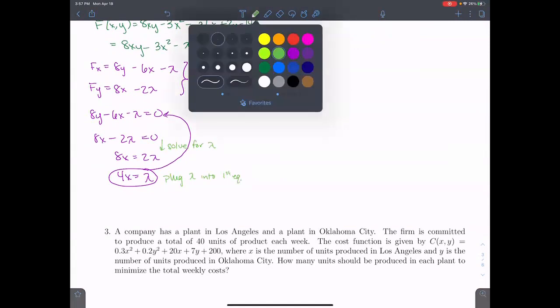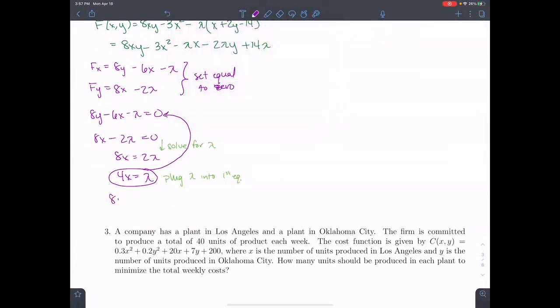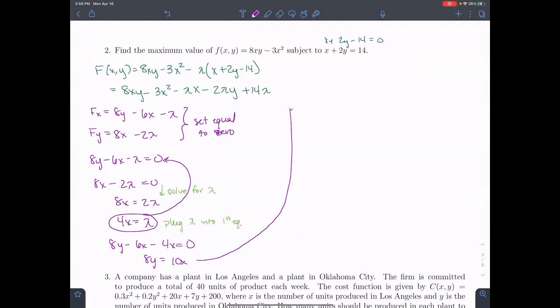Okay, so then we have 8y minus 6x minus 4x equals 0. So 8y is equal to 10x. So then y is going to be 10 over 8 times x, which is 5/4 x.